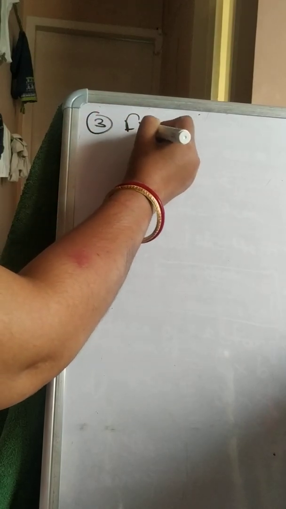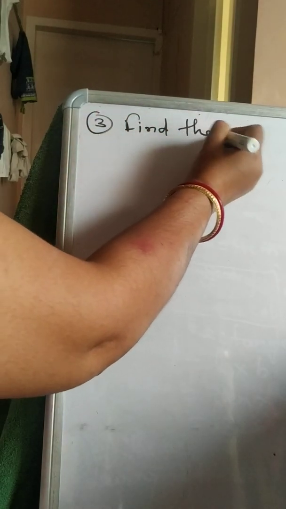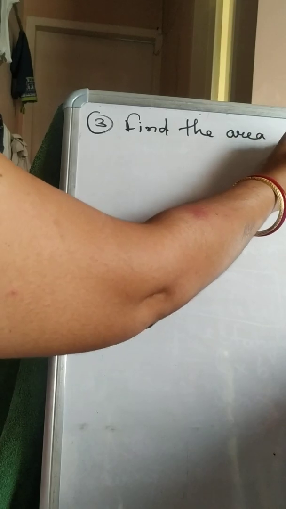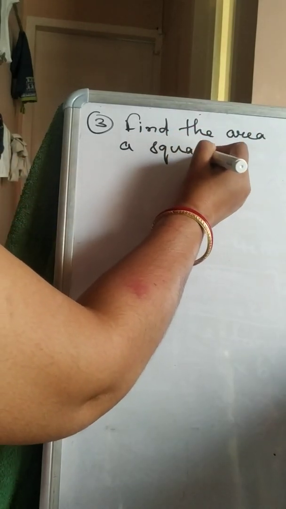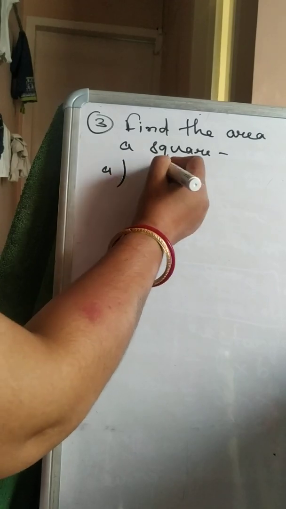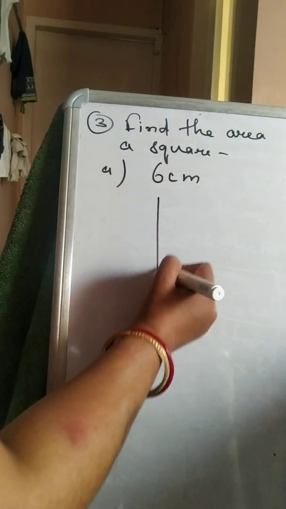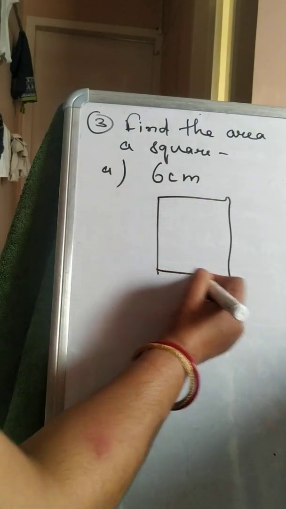Now come to question number 3. In question number 3, find the area of the square. Find the area of a square whose sides are A, 6 centimeter. So here this is a square whose side.